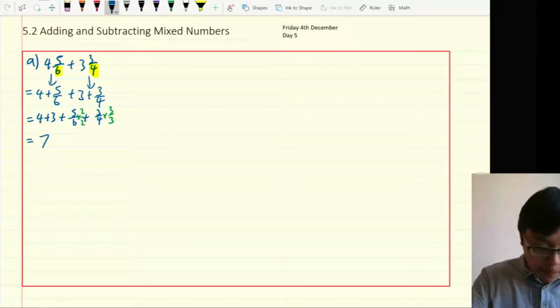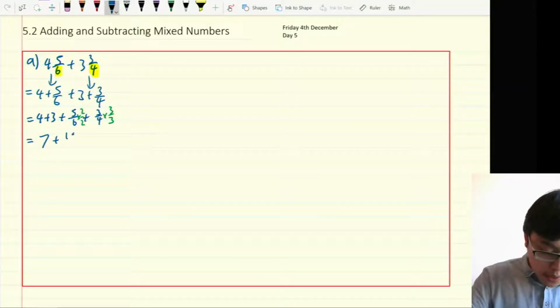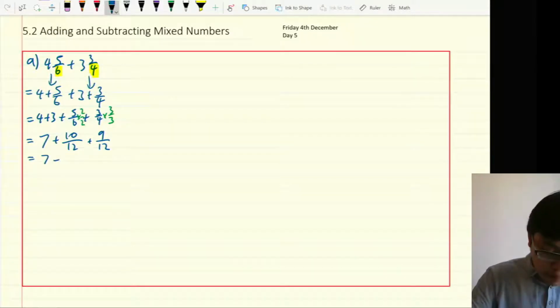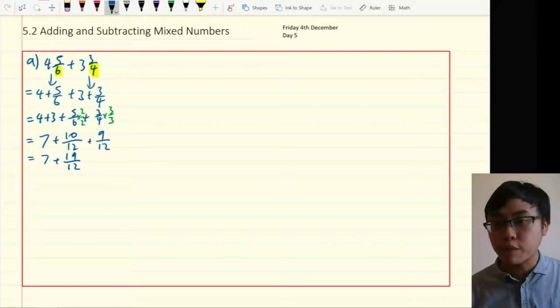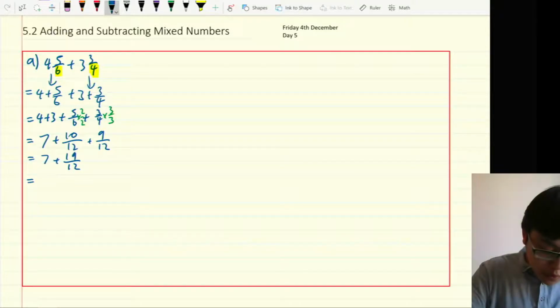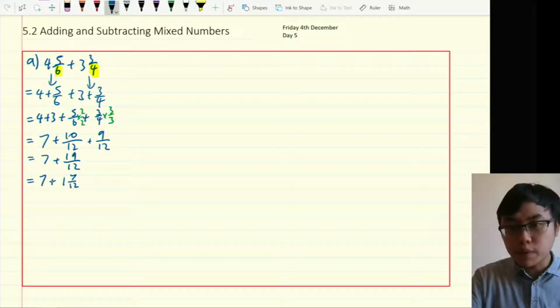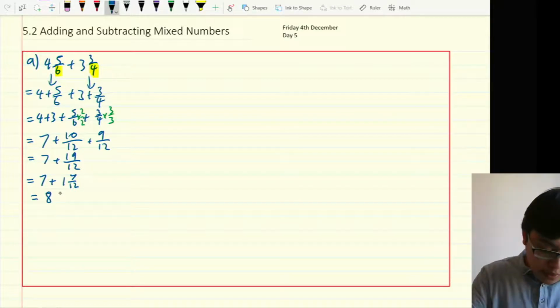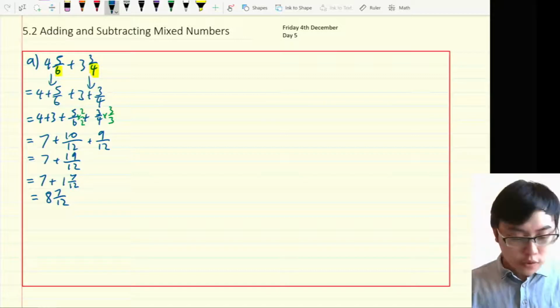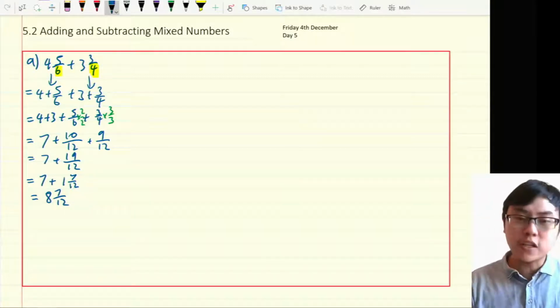And so on our next line, I'm going to go ahead and add these two first. So that's 4 plus 3 is 7. And then 5 times 2 is 10 over 12. 3 times 3 is 9 over 12. And so now we can add together. That becomes 7 plus 10 plus 9 is 19 over 12. Now 19 over 12 is an improper fraction, so we'll need to convert that into a mixed number. And so that happens to be 7 plus 1 and 7 over 12. 1 plus 7, whole number plus whole number, you can just add together. That is 8 and 7 over 12. So that's how you add two mixed numbers together. Yes, there are quite a few steps, but it's not hard to do.